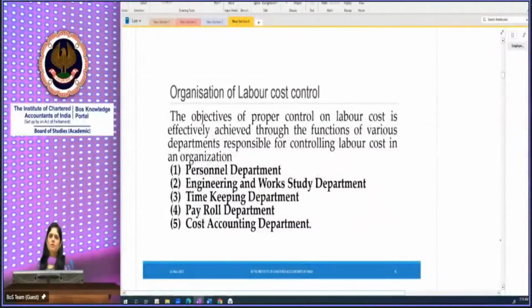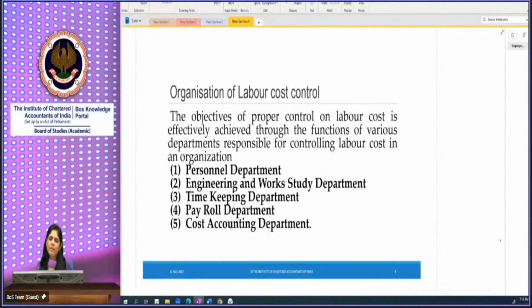Organization of labor cost control. So what is the structure in the organization? See, cost control is not the responsibility of one department. Cost control is a collaboration of all the departments, an integrated effort of all departments, a collective effort of all the departments. Clear?